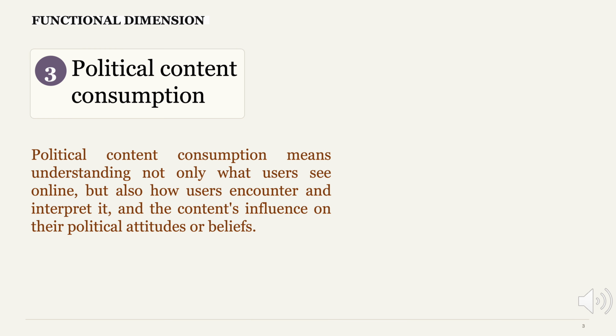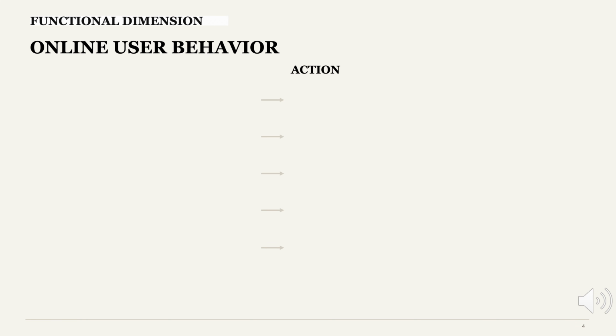Political content consumption is the moment when users encounter and make sense of political information online. Users often come across political information incidentally while scrolling, watching videos, following influencers, joining groups, or receiving private messages. Online consumption is not passive. Users interpret what they see, decide whether it feels credible or relevant, and may react through likes, comments, shares, or further discussion. When a user sees political content online, the first reaction is often immediate: click, like, comment, or share.